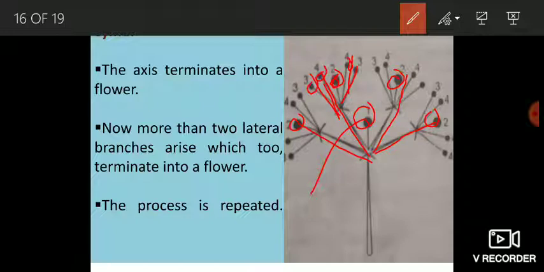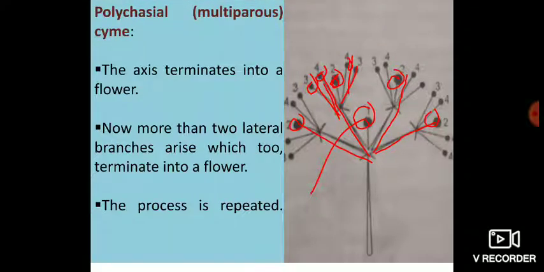So the main difference between dichasial and polychasial cyme is that in dichasial cyme a pair of lateral branches arise, the apex of which gets terminated into a flower. In polychasial cymes, below the terminal flower, more than two lateral branches arise, and the apex of these lateral branches terminates into flowers. This is all about the different types of cymose inflorescences.